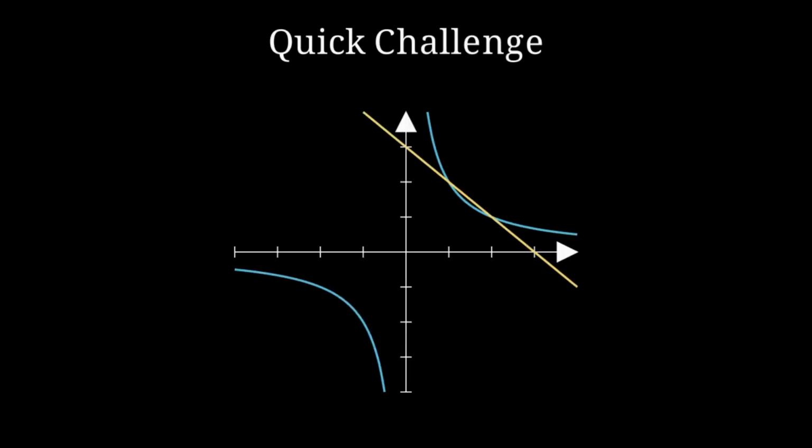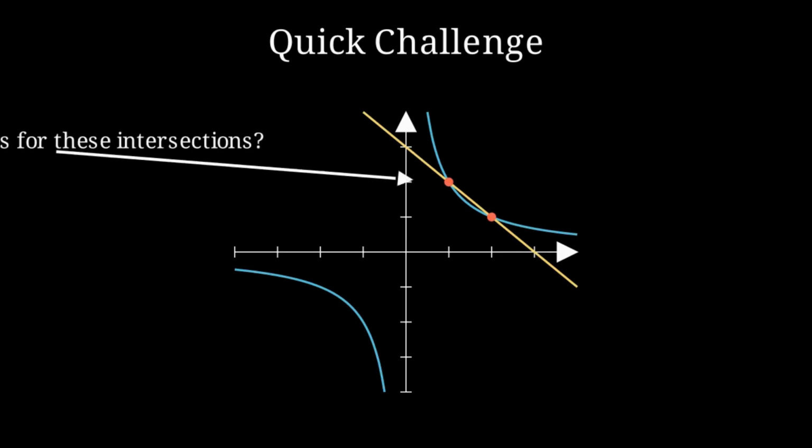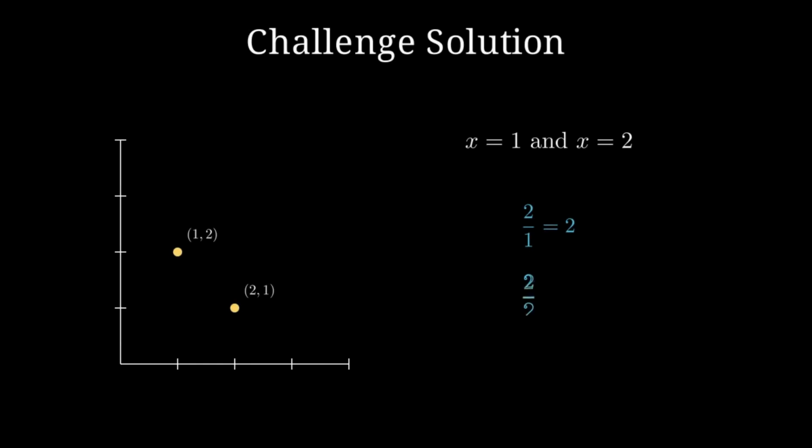Look at the screen. If you were to click these 2 points in Desmos, you would find the values that satisfy both equations. Based on the graph, can you estimate where these intersections occur? The solutions are x equals 1 and x equals 2. Plugging these back into the equations confirms that 2 divided by 1 is 2, and 2 divided by 2 is 1. Great job visualizing the solution.